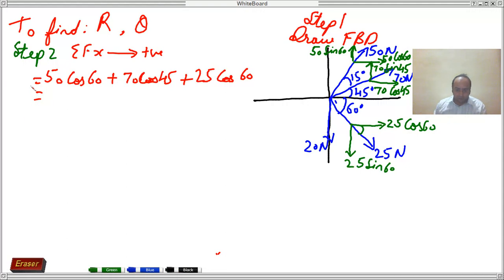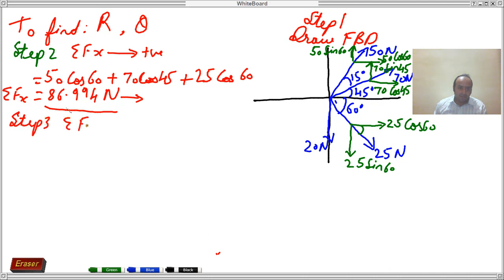Okay, so I'll be writing it over here, equal to 86.994 Newton. After decimal, 3 digits are expected to be taken since it is positive towards right. So this is summation Fx. Friends, don't forget to write this over here. Now step 3, summation Fy, acting in upward sense as positive.